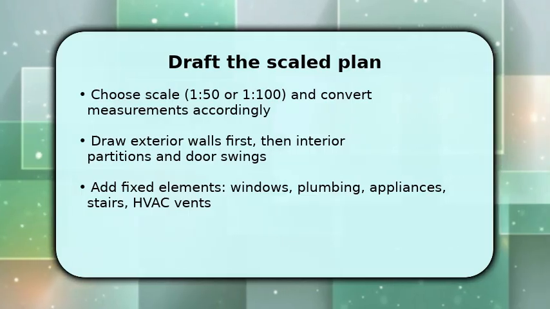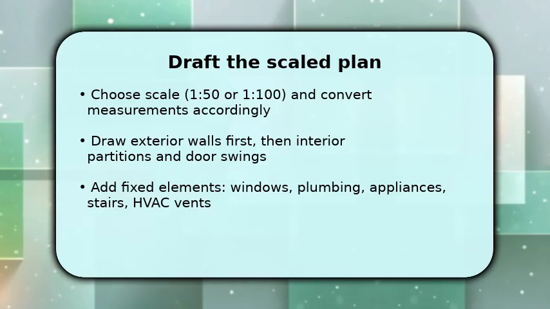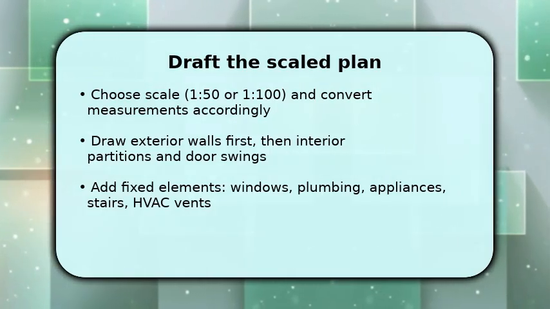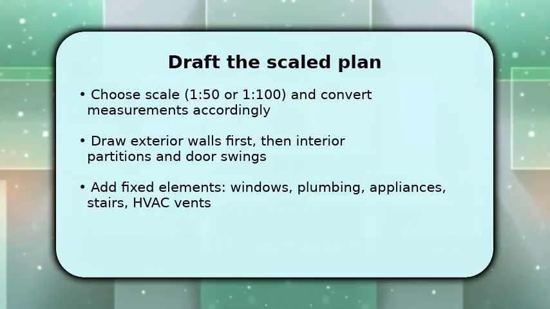Once done, place windows, plumbing fixtures, appliances, and built-ins. These anchor the plan. Keep lines clean and use a scale ruler. Accurate geometry reduces rework and makes estimating furniture layout straightforward.